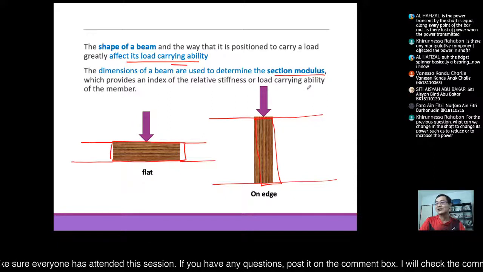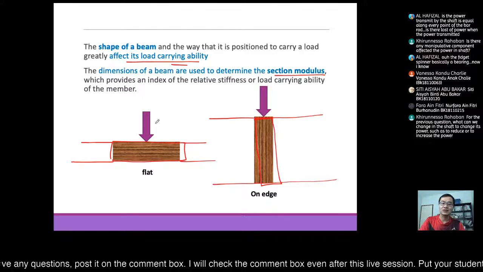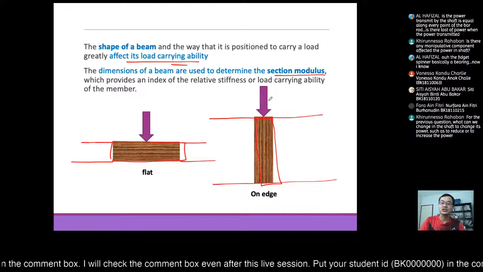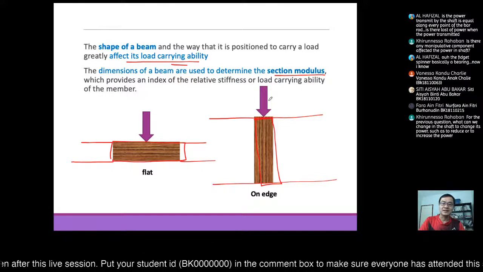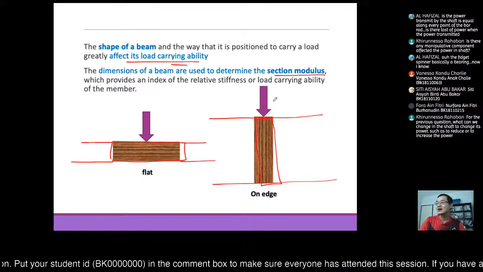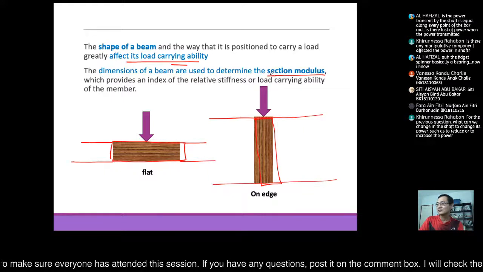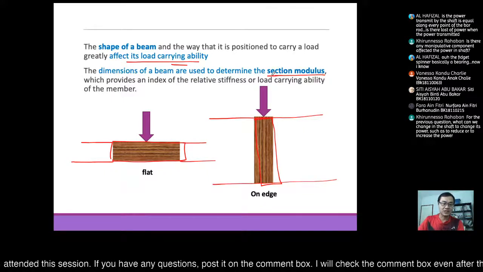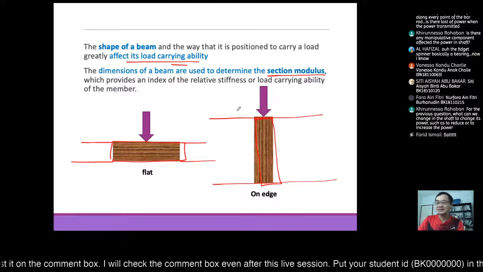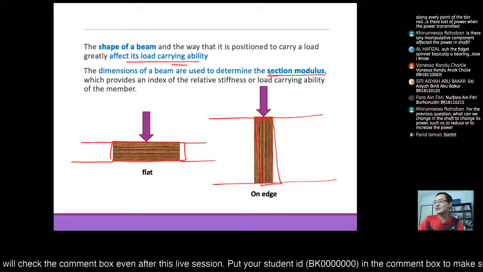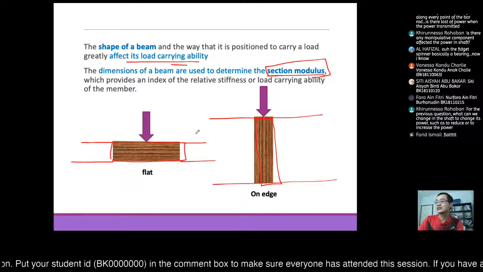Based on our experience, without calculating, which type do you think can carry more loads, the flat type or the on edge type? Any ideas? You may think of this, otherwise you have to do some calculation. Flat, not really. Then we will have to check the section modulus.